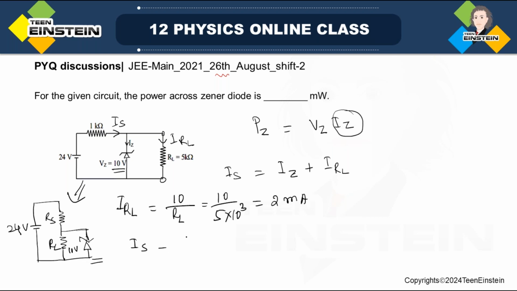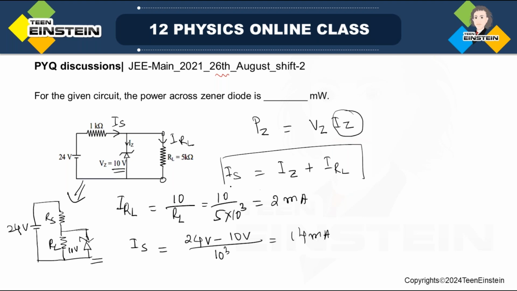So IS will be 24 volt minus the voltage across this resistor, that is 10 volt, divided by 1 kilo ohm. So this will give you 14 milliampere.